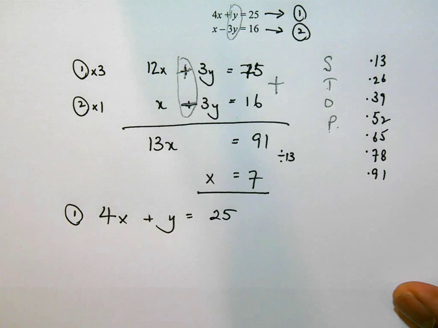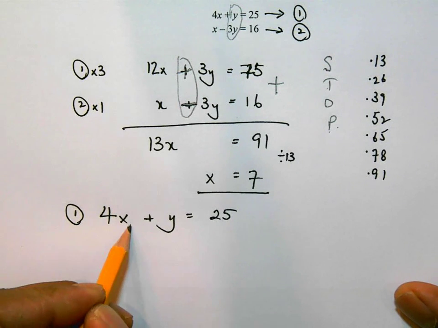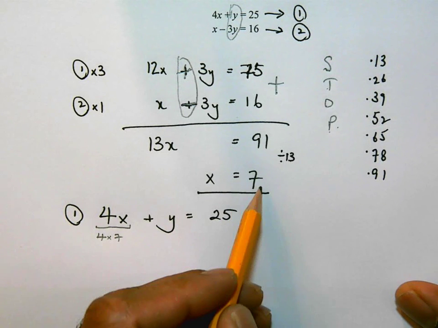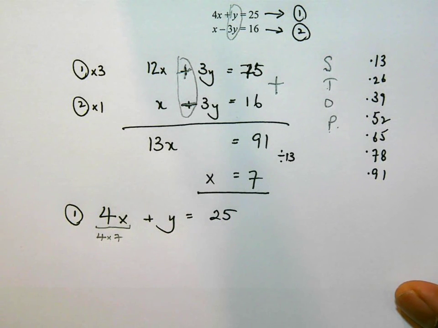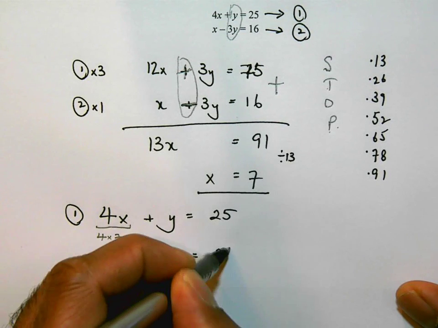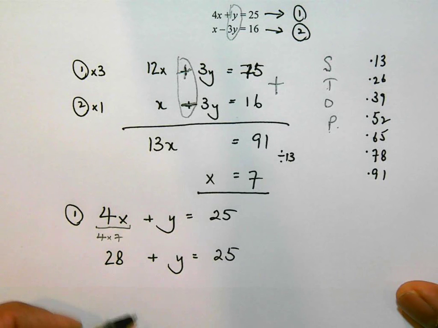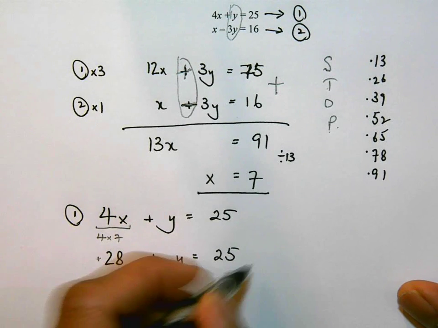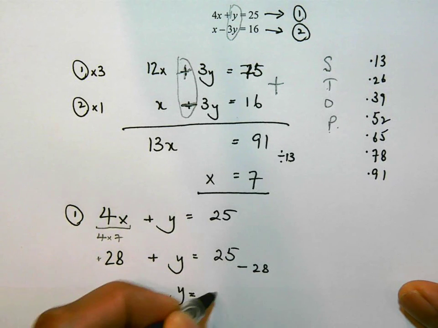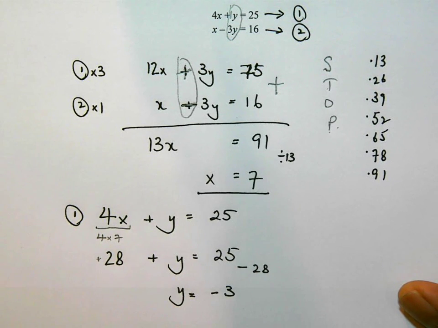We know that x is equal to 7. So 4x, that means 4 times 7, because I know x is equal to 7. 4 times 7 is 28. So I've got 28 plus y is equal to 25. I need to get rid of that 28. That's positive 28 right now, so the opposite of that is minus 28. y is going to be 25 minus 28, which is minus 3. And that is my answer for y.